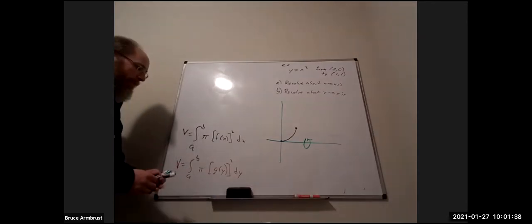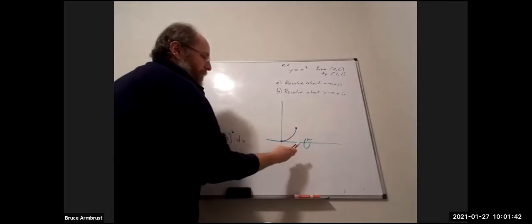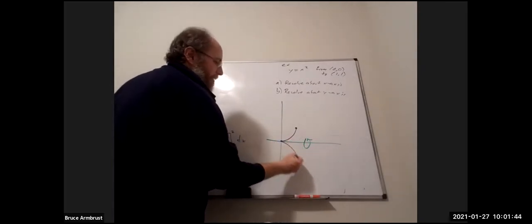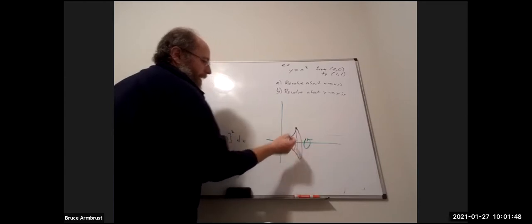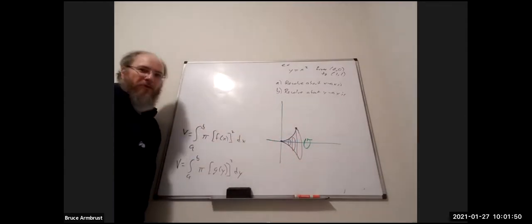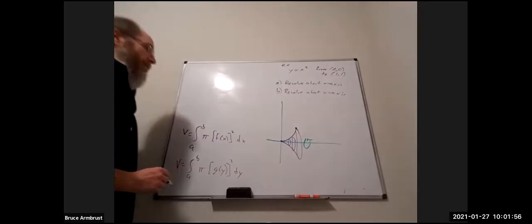All right, so about the x-axis, this shape, which is going to look like that, I guess kind of looks like a rose thorn, maybe. That's the way I could describe that. But let's see what the volume of that shape is.